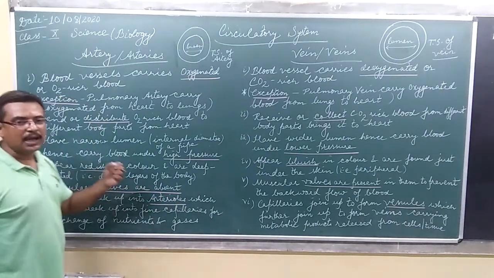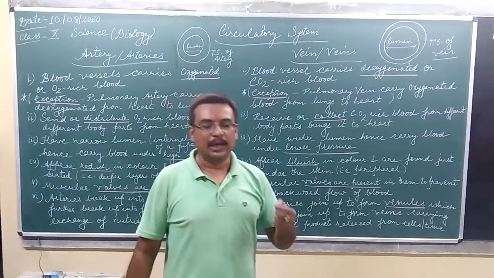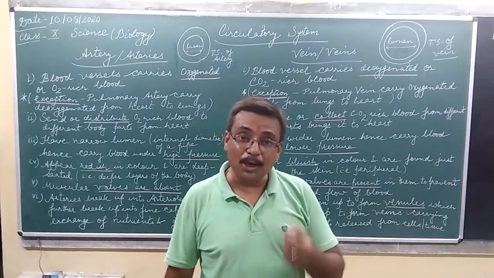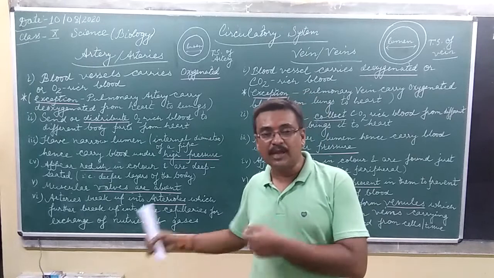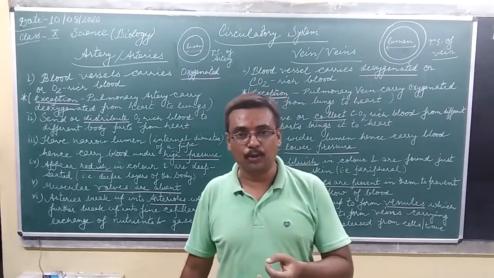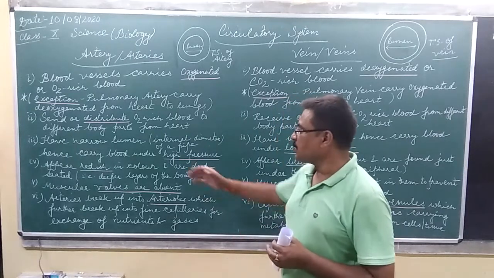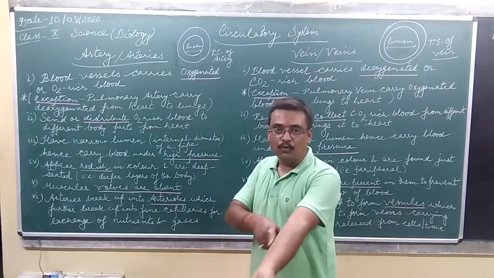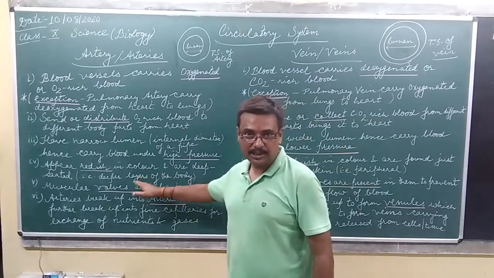So arteries, as they have oxygenated blood, and oxygen reacts with hemoglobin to form something called oxyhemoglobin. This oxyhemoglobin gives a reddish color, and due to that they appear reddish. And arteries move through the deeper layers of the body, so we call them deep seated.